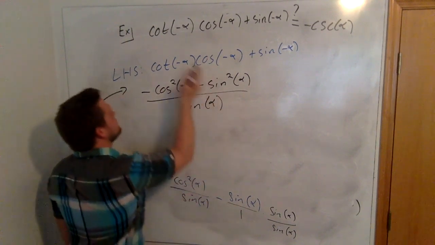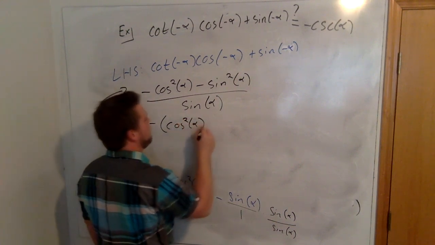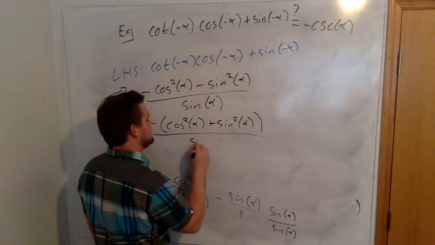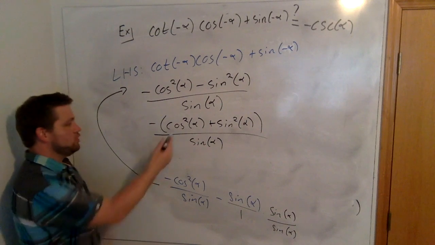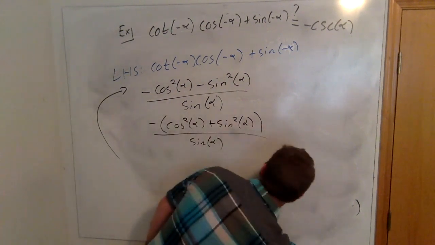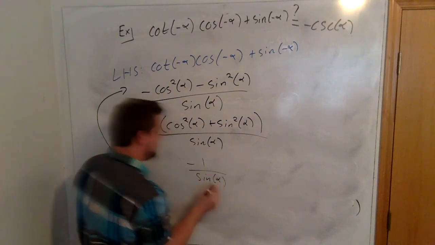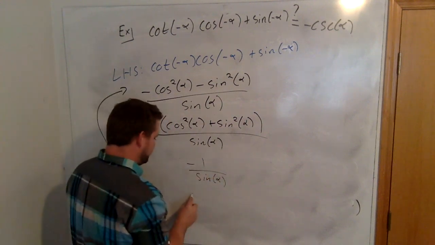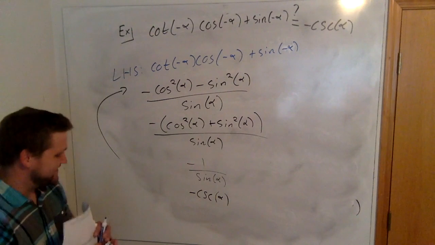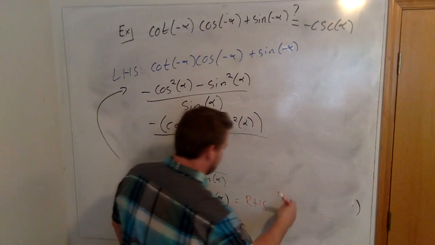Why? Well, think about factoring out that negative. So this is the same thing as a negative times the cosine squared of alpha plus a sine squared of alpha all over a sine of alpha. Well, cosine squared plus sine squared is the same thing as 1. So this is the same thing as negative 1 all over the sine of alpha. 1 over sine is the same thing as cosecant, so this is negative cosecant of alpha, which is the right-hand side. Fun. And we're finished.